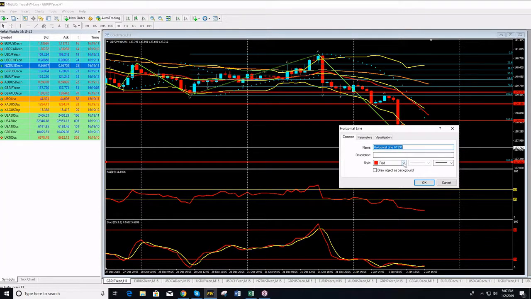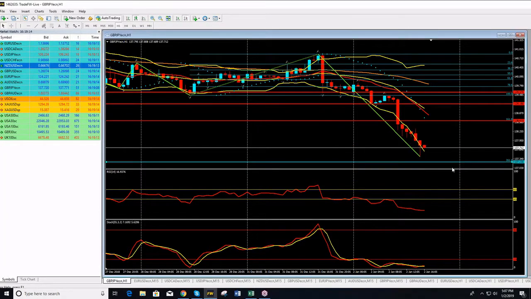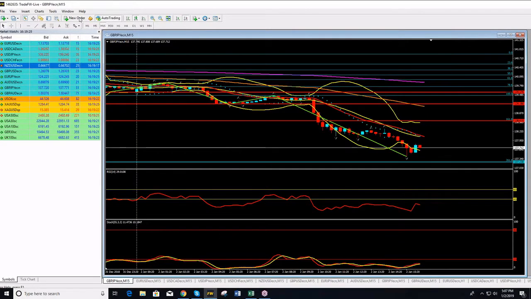137.23. That's my support level now. So you see that we have space to go there, up. Let's see how it will behave, guys. All right, let me check again.